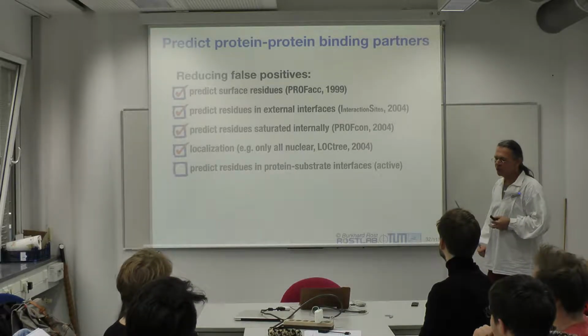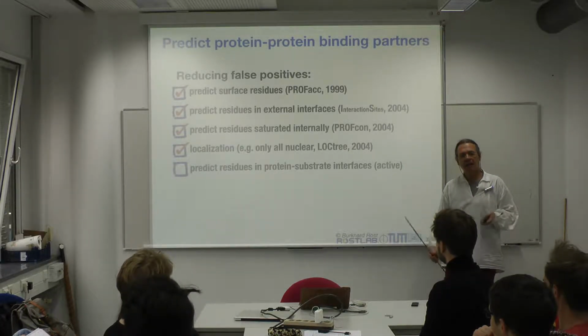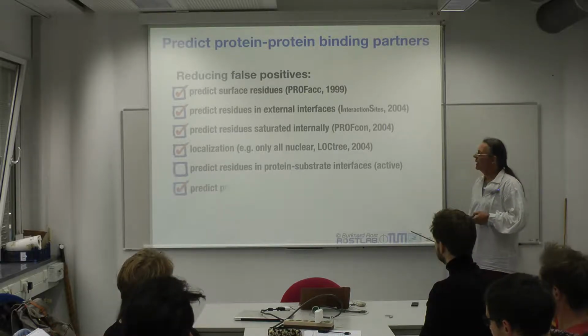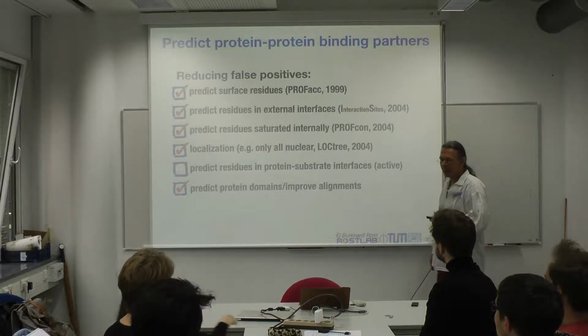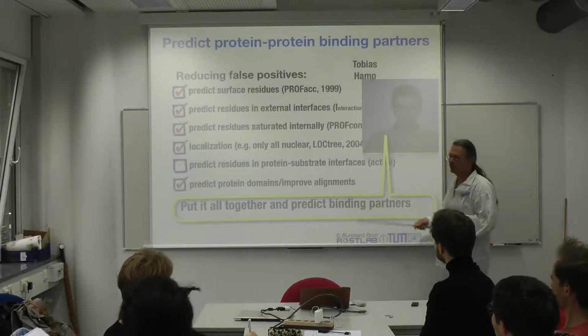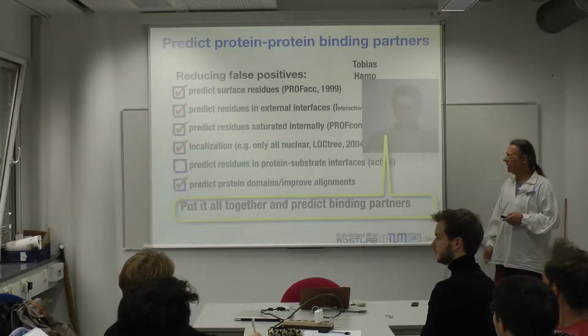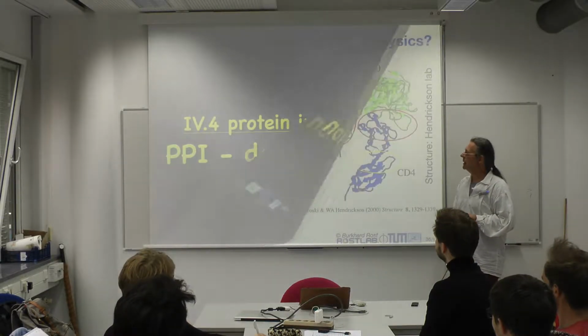So the next project would have been to predict residues in protein substrate interfaces. And again, if a protein binds a substrate, it cannot bind another protein. So I can exclude those. Then I have to predict domains. I have to improve alignments. And then I have to put all of this together. And then I can predict protein-protein interactions. And I will, in fact, talk about that maybe beginning on Thursday, maybe early next year. Let's begin with the data collection.